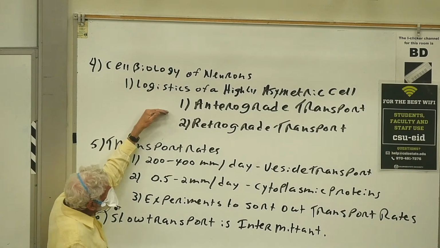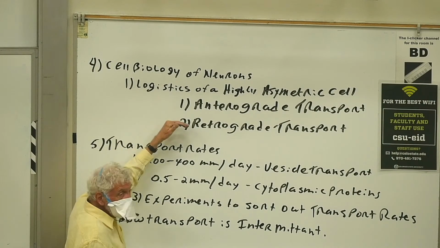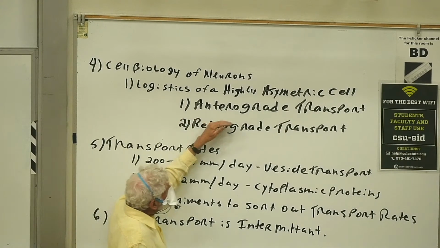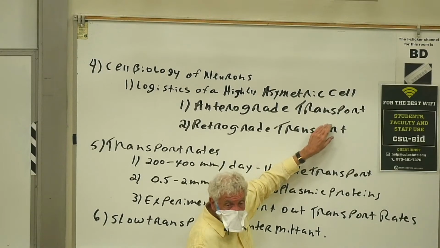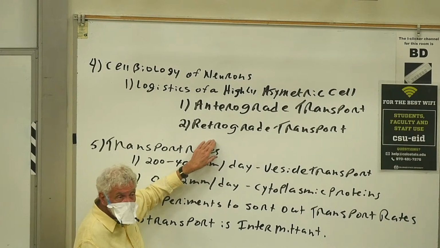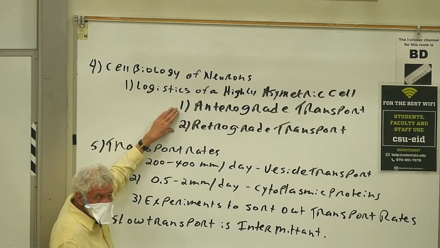And in this particular case, we're going to see that proteins are going to be produced in the cell body and move toward the axon terminal. And as they move from the cell body to the axon terminal, this will be called anterograde transport. But there's also transport that moves from the terminal back to the cell body, and this is retrograde transport. Now, anterograde and retrograde transport are all on microtubules.